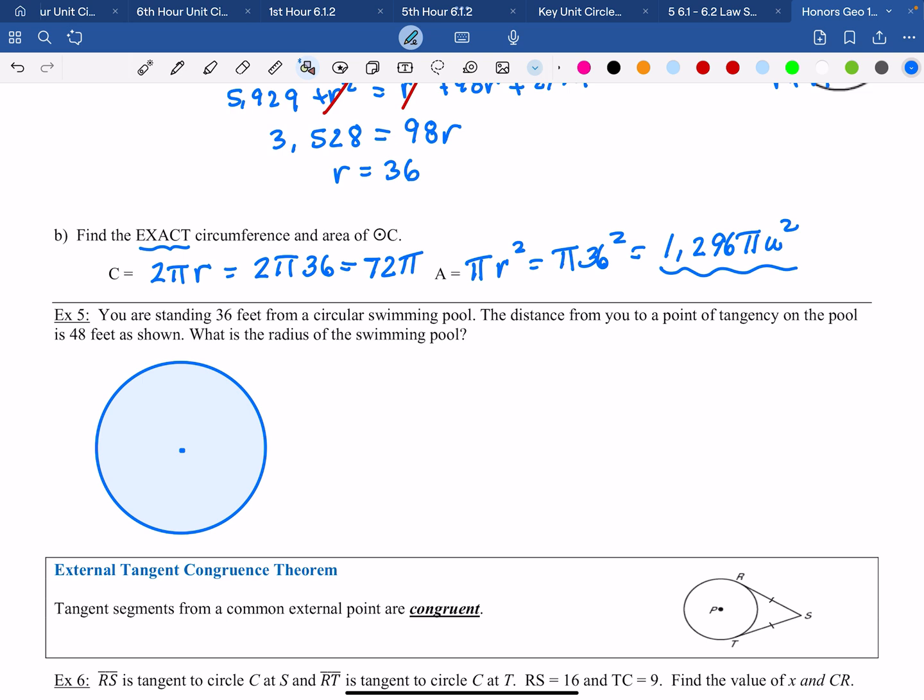But what you have here is you are standing 36 feet from a circular swimming pool. So what I'm going to do is put a little dot representing you here. If you want, you can draw a little picture. Here you are. Oops, that's not working out too well. There you are. Okay, something like that. So you're standing, it says, 36 feet from the swimming pool.